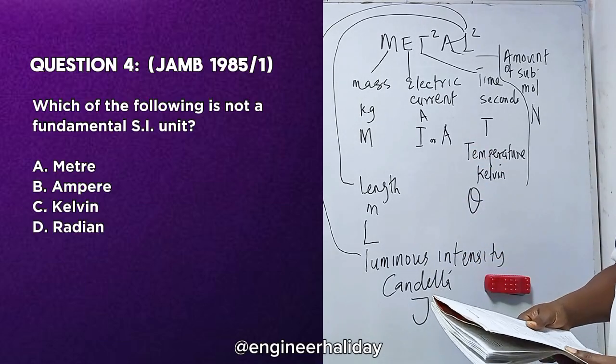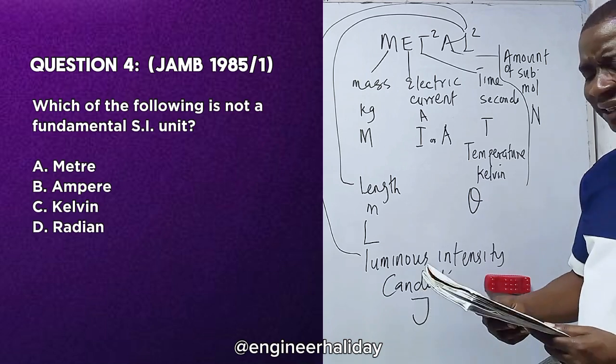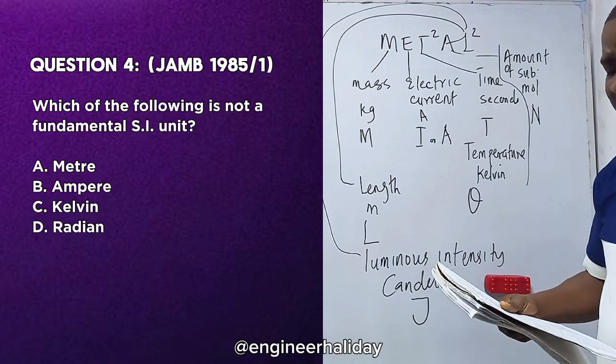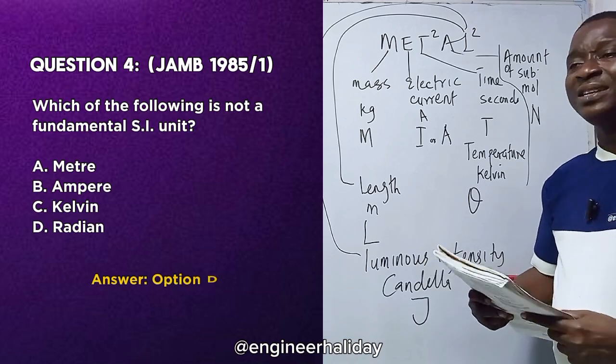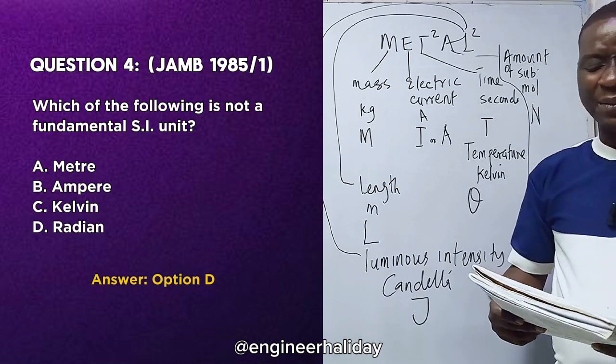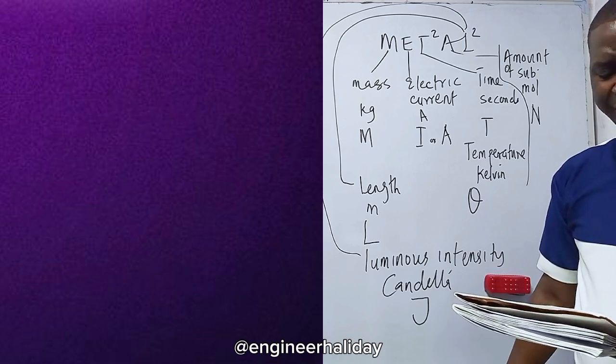So the answer to that question: option A is meter, B, ampere, C, Kelvin, and D, radian. Which of the following is not a fundamental SI unit? The answer to that question is radian. Radian is a mathematical unit, not a fundamental unit. So option D is the answer.